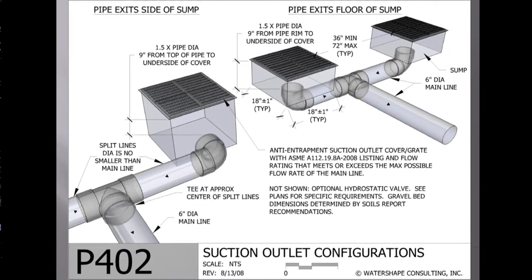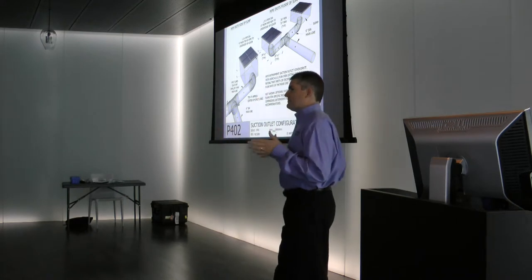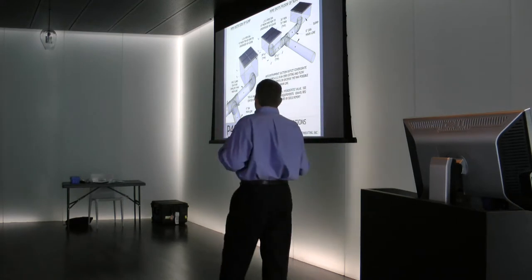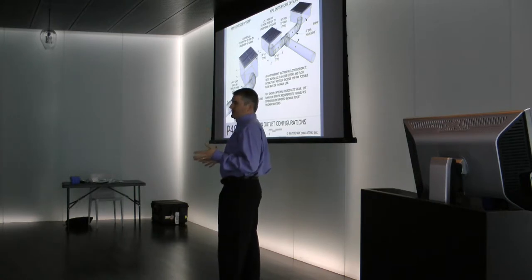Actually, there's a couple different codes. One of them says 36-inch center to center on the pipes. The problem is the other code doesn't say center to center, so if there was ever a legal problem, the attorneys might bring that version out and argue that it was supposed to be 36-inch clear. So I just avoid that whole issue and just say, hey, it's 36-inch clear.